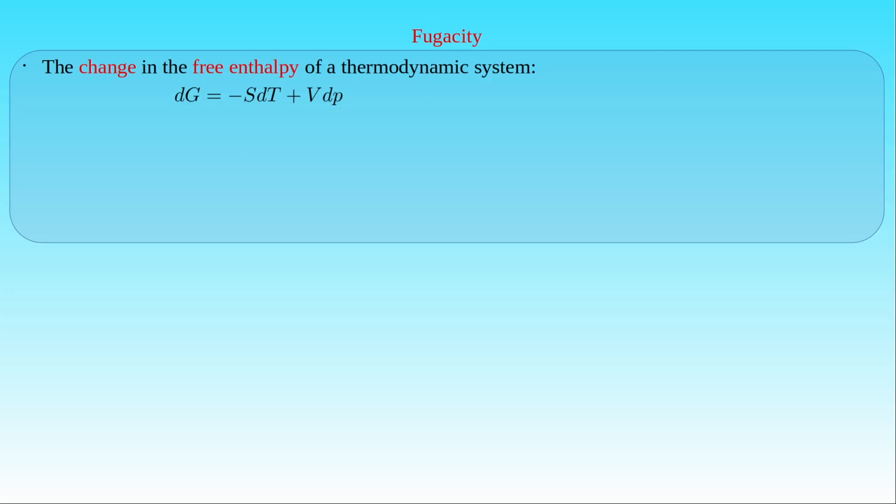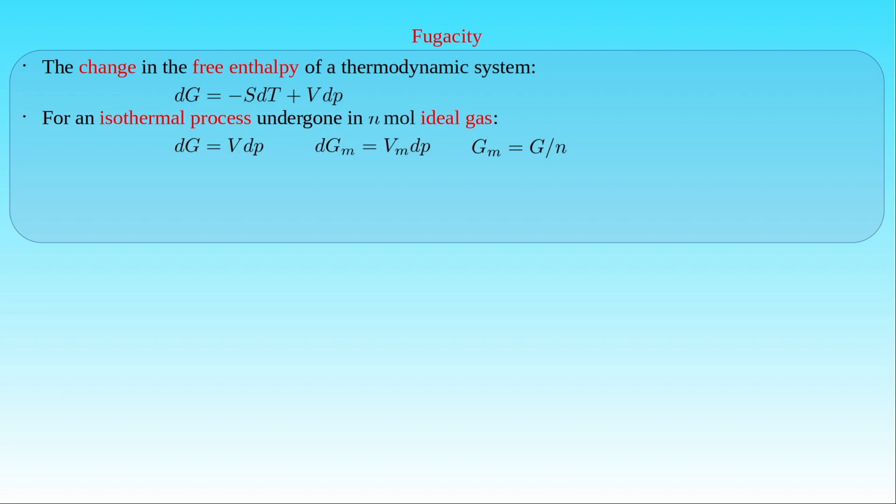We start with the infinitesimal change in the free enthalpy, or the Gibbs potential G, of a thermodynamic system given by minus its entropy S times the differential of its temperature T, plus the volume V of the system times the differential of its pressure P. For an isothermal process in a given amount of gas, the first term on the right-hand side vanishes and the infinitesimal change in the free enthalpy reduces to the product of the volume V and the differential of the pressure P. If we divide this equation by the amount of species N of the gas, we can write the differential of the molar free enthalpy Gm as the molar volume Vm of the gas times the differential of the pressure P.